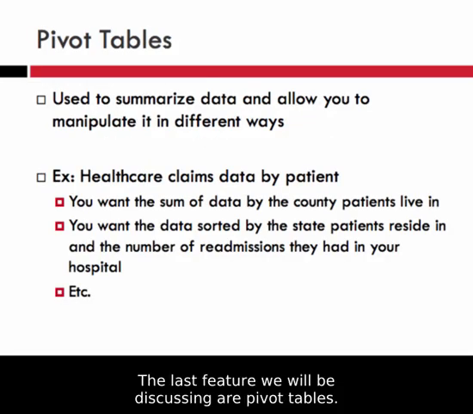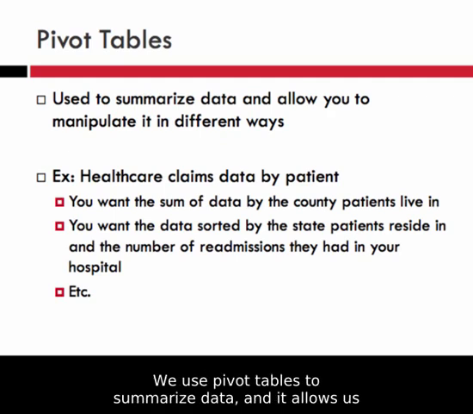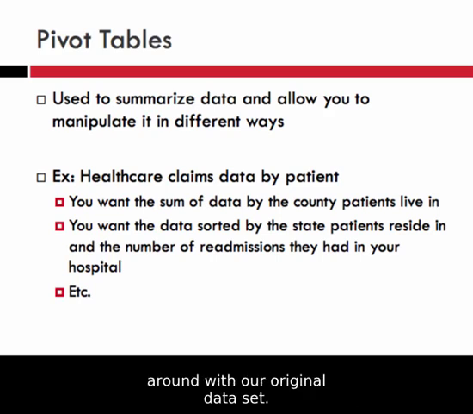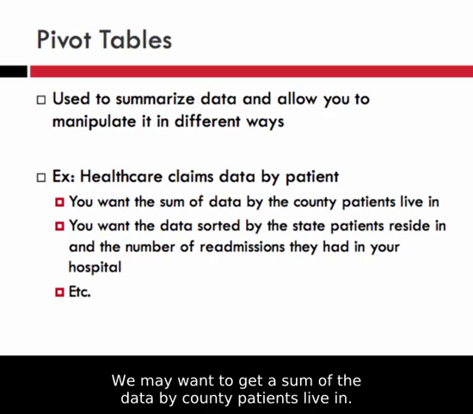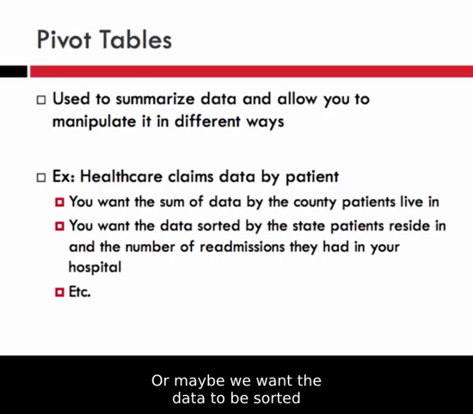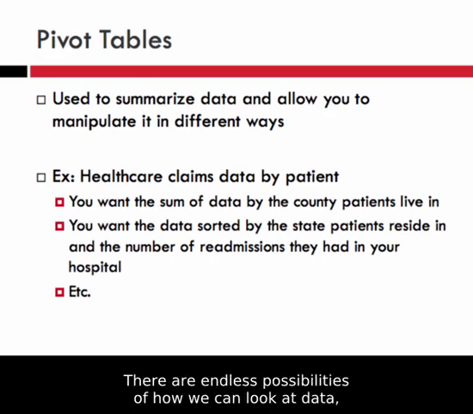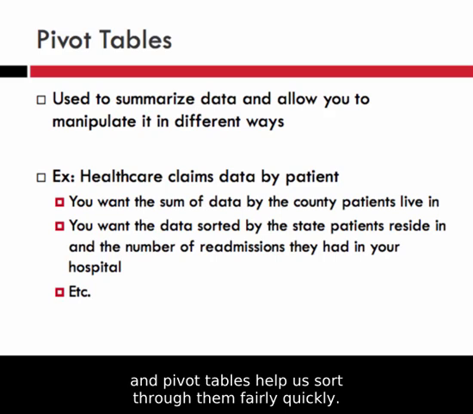The last feature we will be discussing are pivot tables. We use pivot tables to summarize data, and it allows us to manipulate data in different ways without messing around with our original data set. We could use it for healthcare claims data to look at by patient. We may want to get a sum of the data by county patients live in, or maybe we want the data to be sorted by the state patients live in and the number of readmissions they had in our hospital. There are endless possibilities of how we can look at data, and pivot tables help us sort through them fairly quickly.